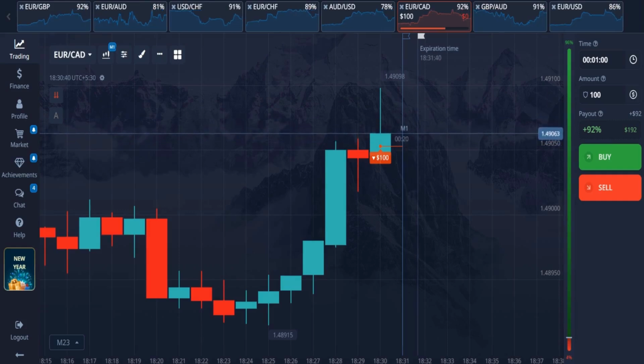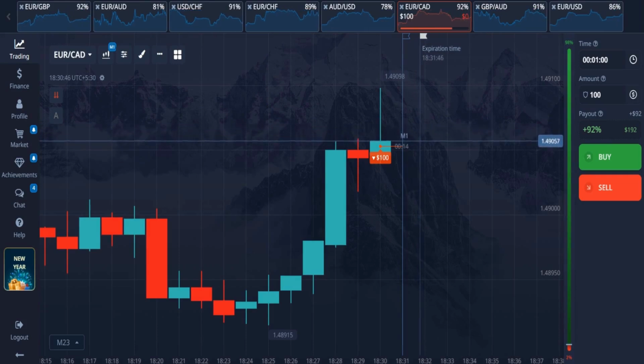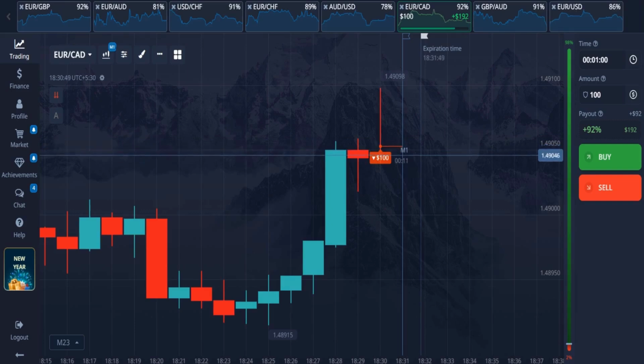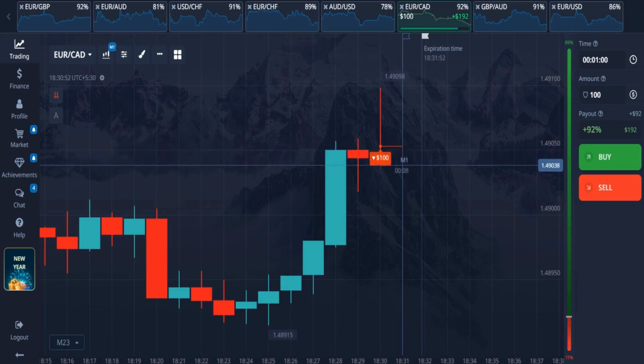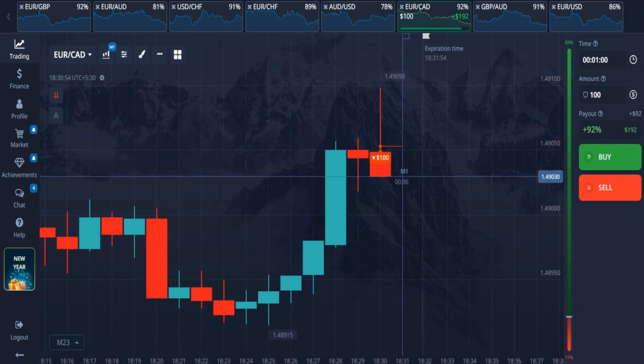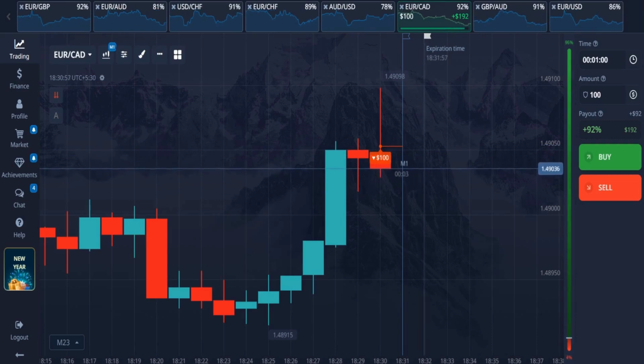Before using this strategy on a real account, always practice on a demo account first. Practicing will help you to build confidence in the setup and understand the market behavior better. Switch to a real account only when you're fully comfortable with the strategy. Let's move forward and see how the next trade plays out.